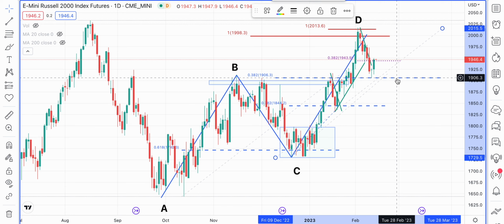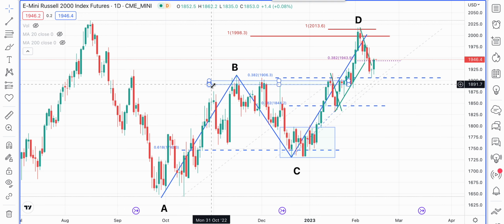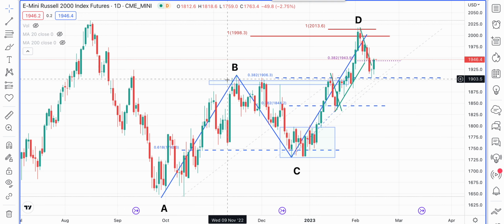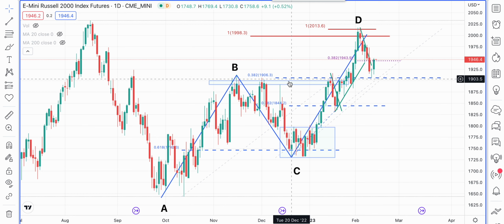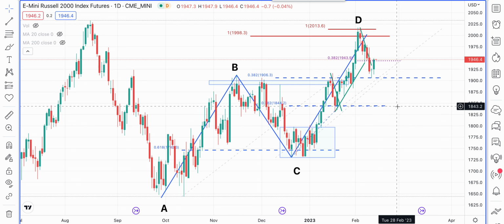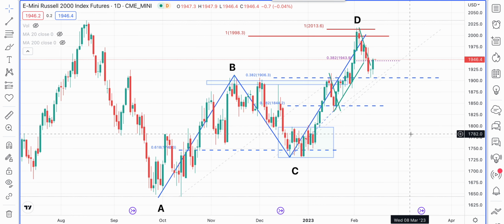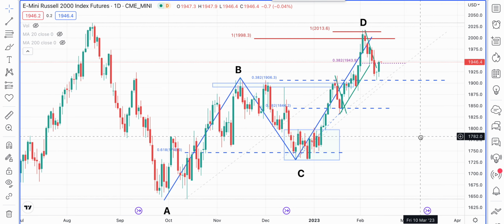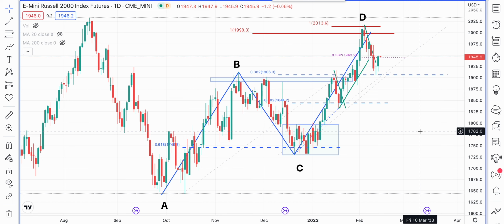The pullback is right into the 38.2% Fibonacci retracement of this entire CD leg here, and also it coincides with the structural support here, which once was resistance. We can see that here, double top formation, and now it seems to have turned into support. So resistance turned into support. Was resistance going up, but correcting down, it has formed a floor or a support.